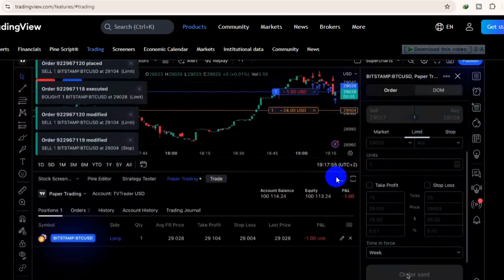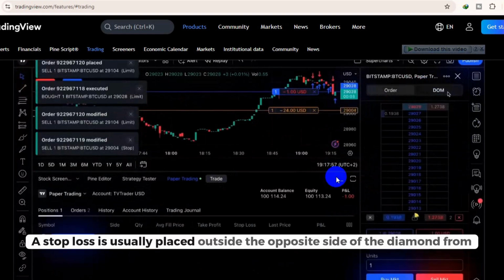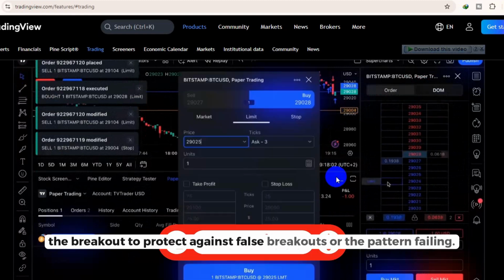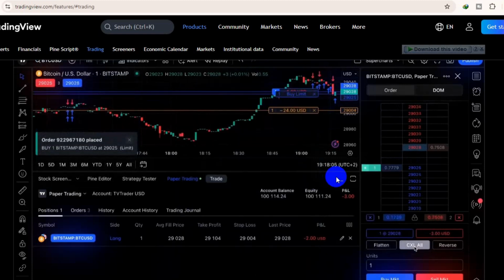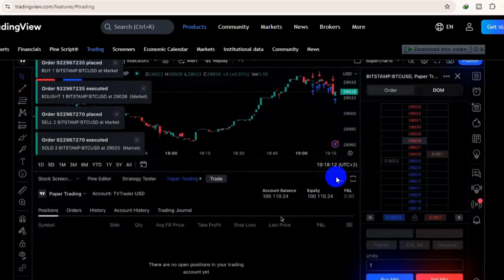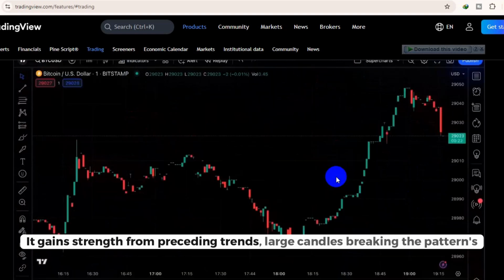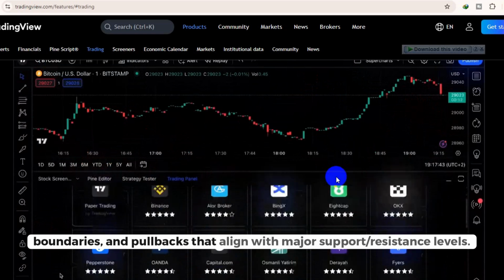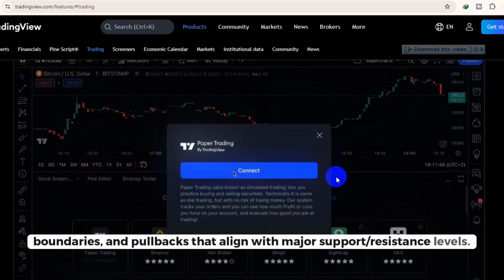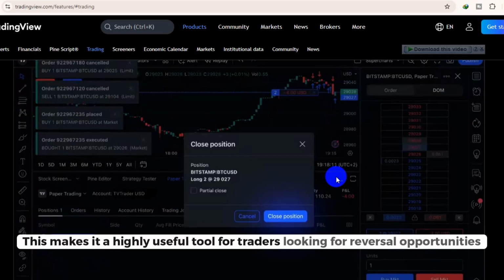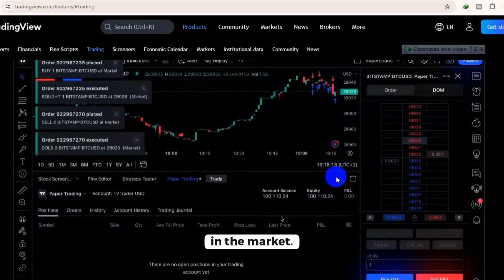Risk management. A stop loss is usually placed outside the opposite side of the diamond from the breakout to protect against false breakouts or the pattern failing. The diamond pattern is a powerful reversal signal, especially on higher time frames. It gains strength from preceding trends, large candles breaking the pattern's boundaries, and pullbacks that align with major support/resistance levels. This makes it a highly useful tool for traders looking for reversal opportunities in the market.